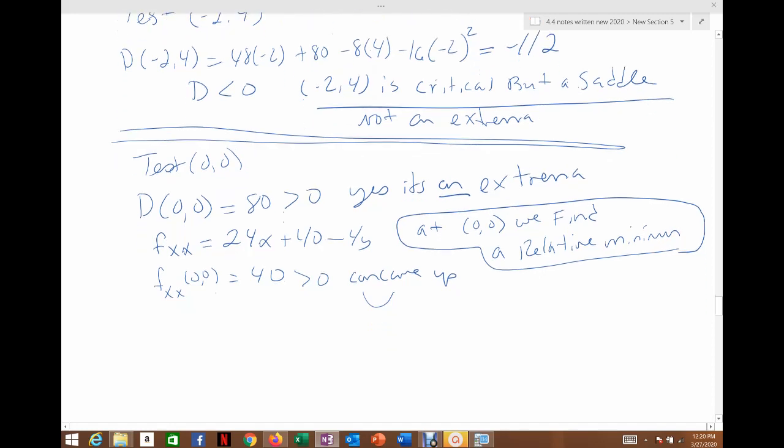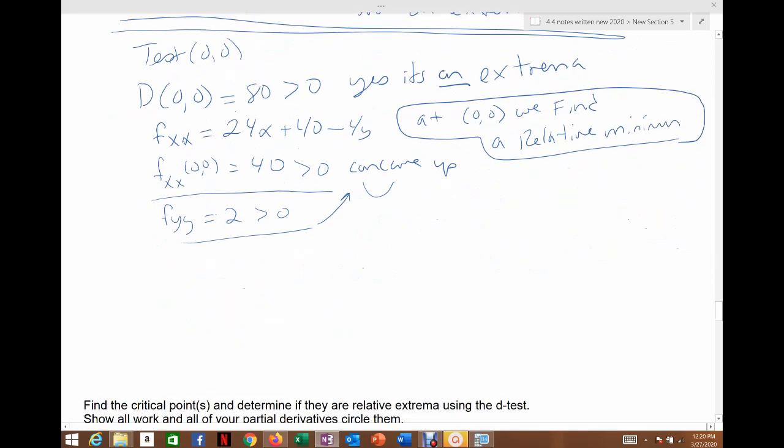Just a note on this: if you had checked f of yy, that was the easier case in this one. Remember, f of yy was just 2. It tells you the same thing, concave up. And that will always be true, because that's basically what the D formula is telling you. The D formula is telling you that you have the same concavity in both directions. So if one of them comes out concave up, so should the other one, based on the fact the D-test was positive.